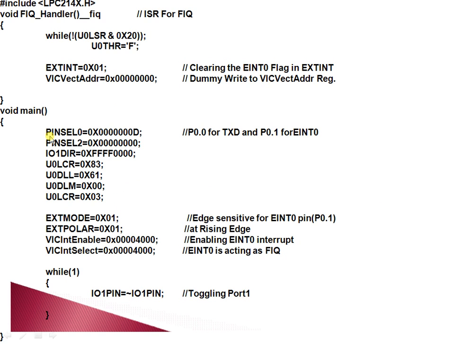As you can see in my main program, I'm using pin cell 0, and now it is initialized to a value D, which makes P0.0 act as TXD, as I want to transmit something to the terminal by using UART 0. So that's the reason I'm making P0.0 act as TXD, and P0.1 is now acting as EINT 0. Then for my main task, I'm using pin cell 2, which is configured as GPIOs.